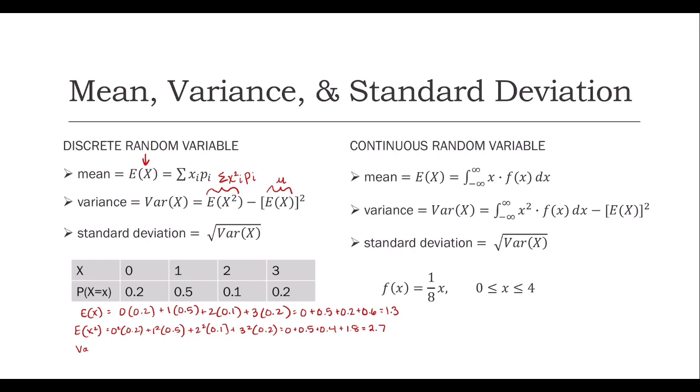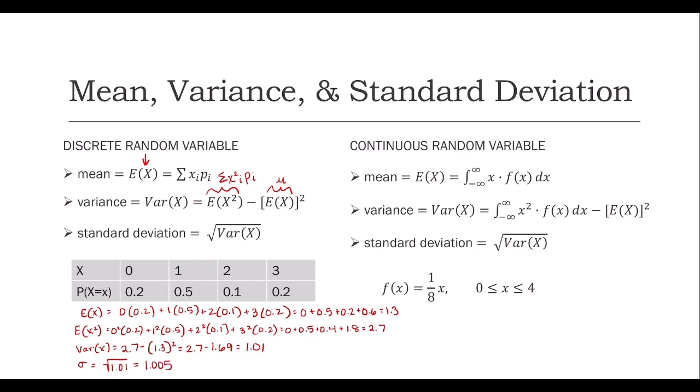So our variance is going to equal our E of x squared, so 2.7, minus our E of x, which is 1.3, squared. So 2.7 minus 1.69, which equals 1.01. And our standard deviation would equal the square root of our variance, so the square root of 1.01, which equals approximately 1.005. So that's what you would do for discrete random variables.